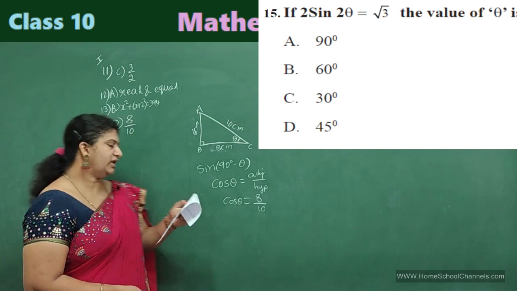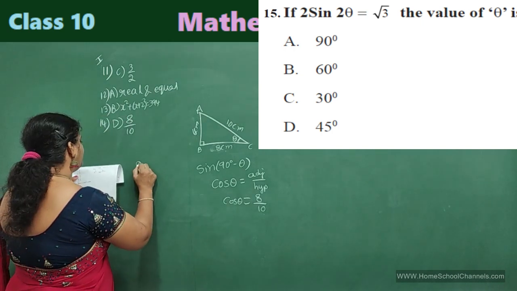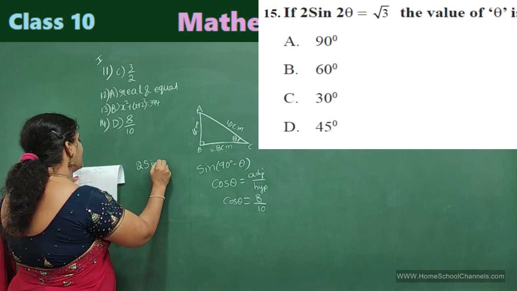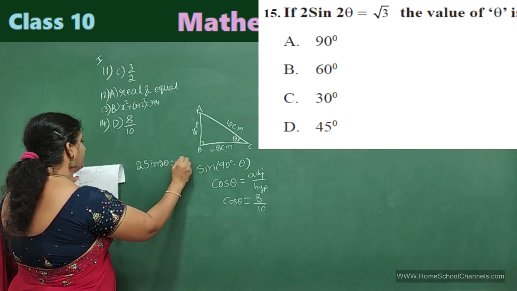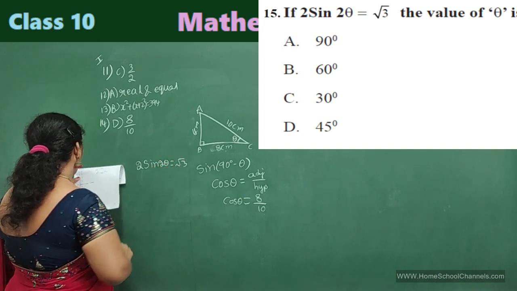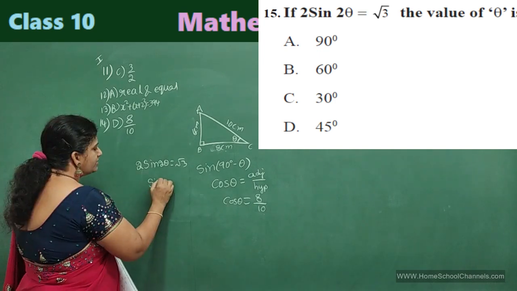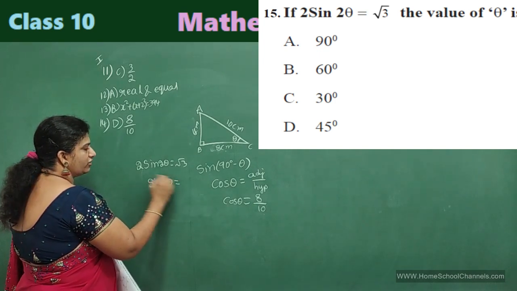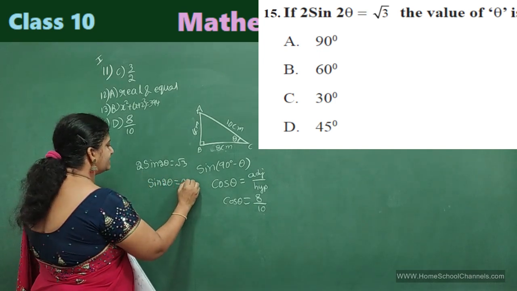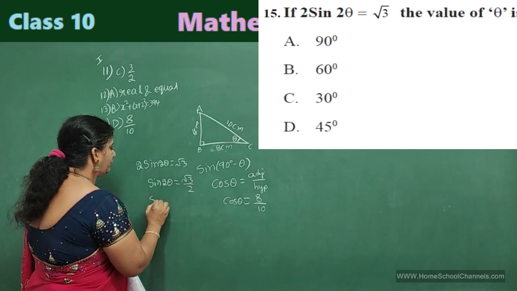Let's go with the next one. 15th one. 2 sin 2 theta is equal to root 3. Find the value of theta. Sin 2 theta is equal to, this multiple 2 send to the other side, root 3 by 2.